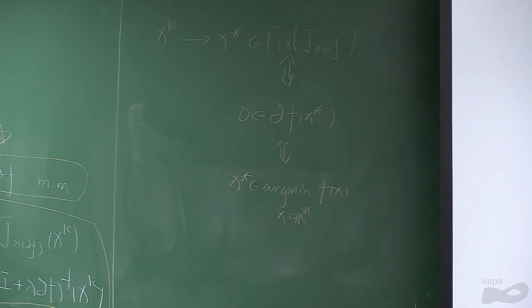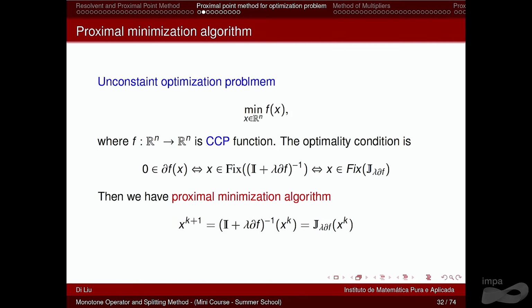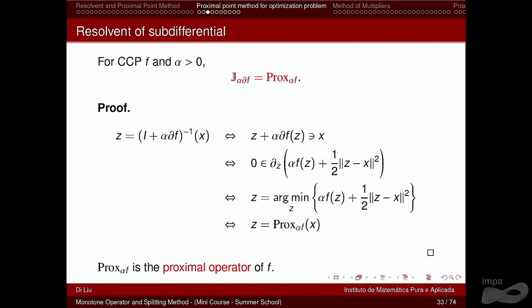And the next question is, do we have a closed formula for this resolvent when the operator is the subgradient of a CCP function? The answer is yes, we have a closed formula. So next we want to explain why the resolvent of the subgradient of f is just the proximal operator of f. The proximal operator is defined in this way. So we will prove this.